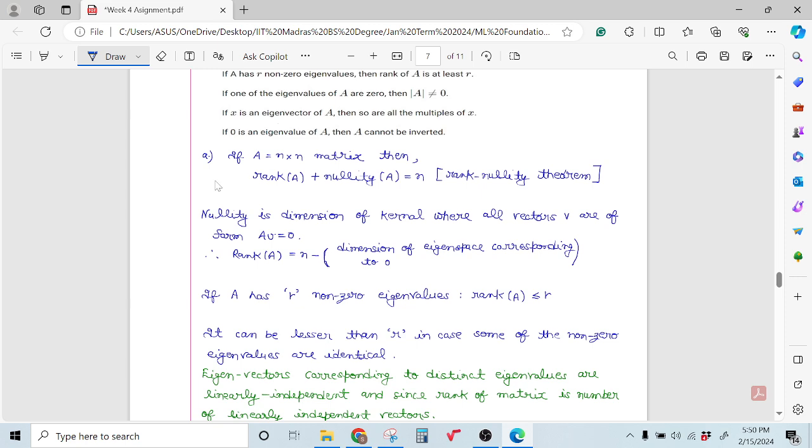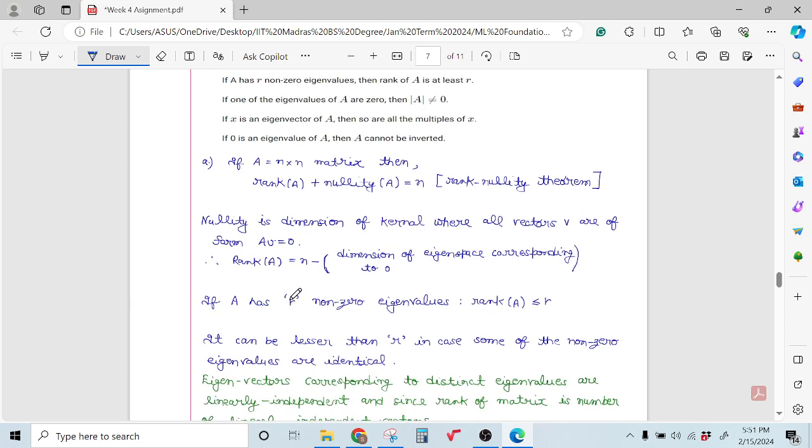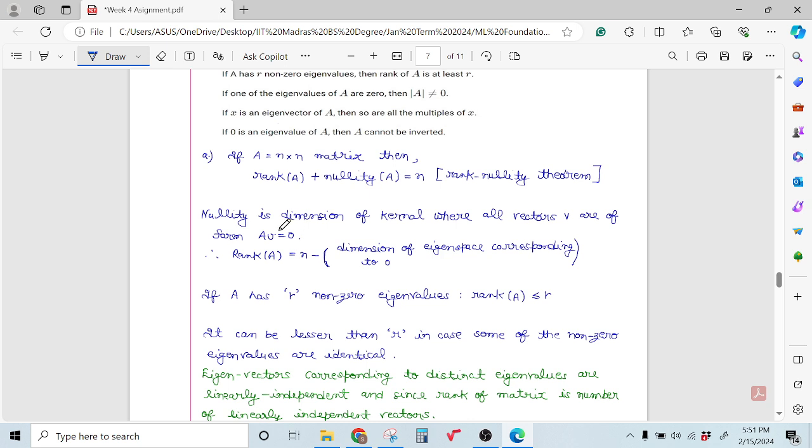If A is an n cross n matrix, then rank of A plus nullity of A is equal to n. From the rank nullity theorem we can say rank of A plus nullity of A is equal to n. Nullity is the dimension of the kernel, where all vectors v are of the form Av equal to 0. Therefore rank of A is equal to n minus the dimension of the eigenspace corresponding to 0.